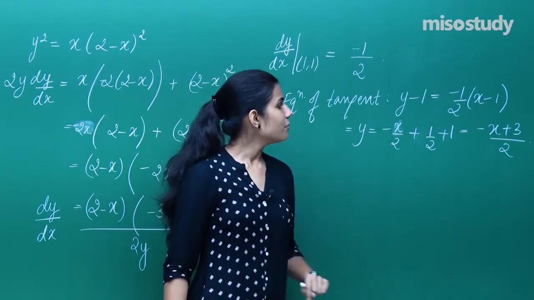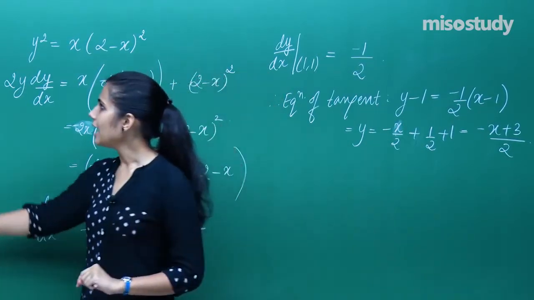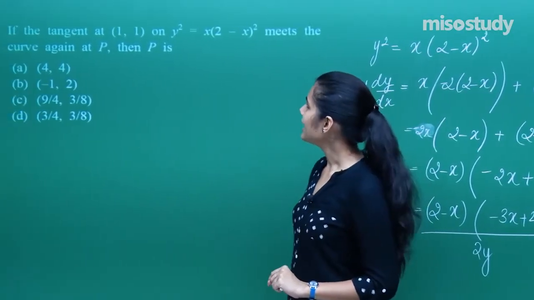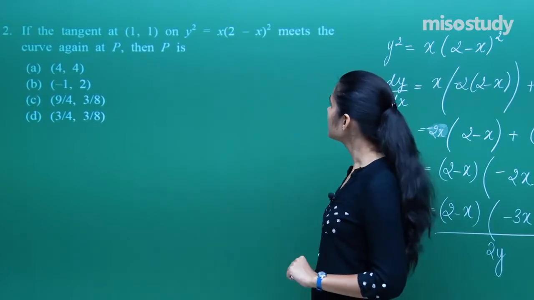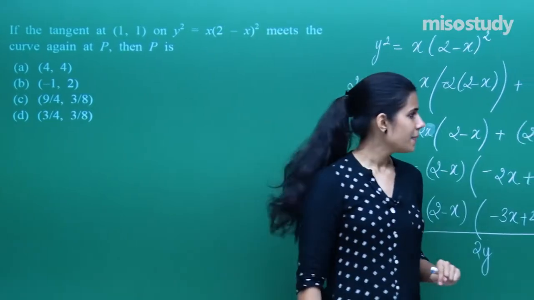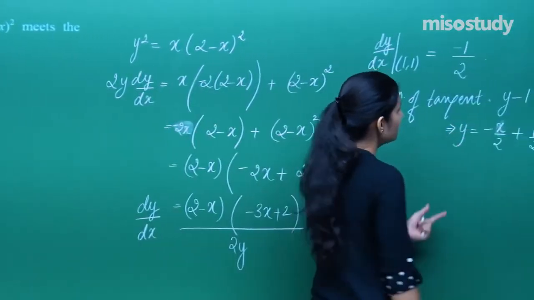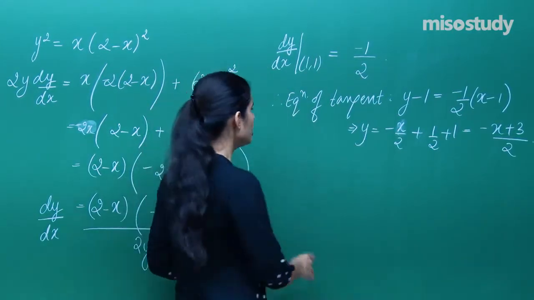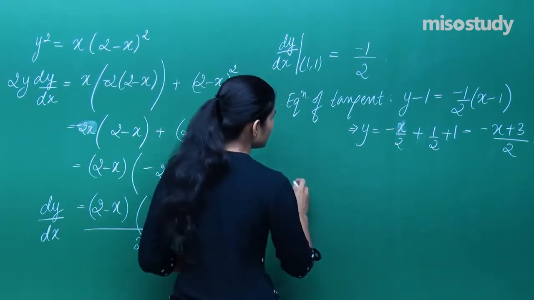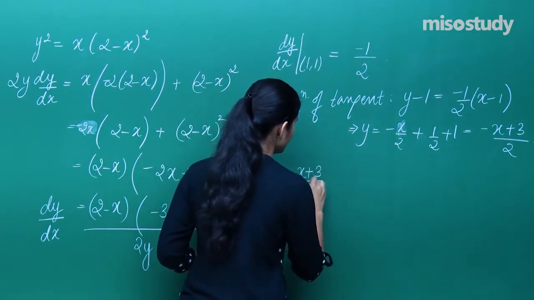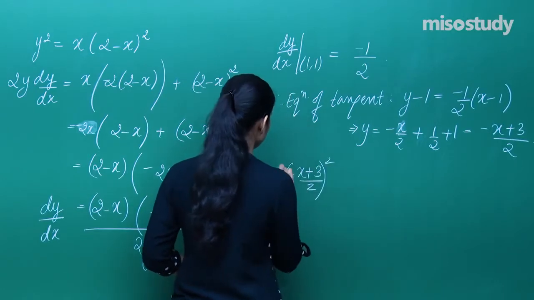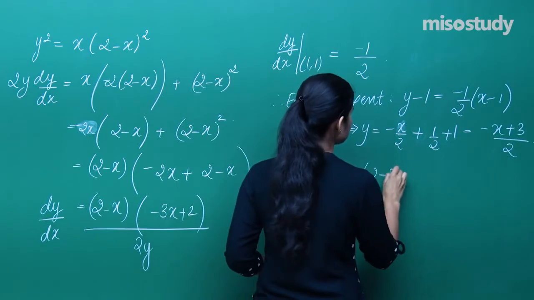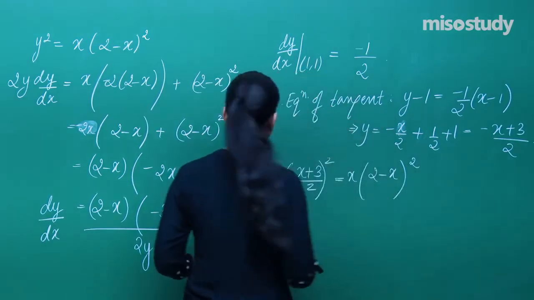Now y is equal to minus (x plus 3) whole upon 2, and I know it is going to satisfy the equation of this curve because the tangent is on this particular curve. It is meeting the curve at point P. That means y equals minus (x plus 3) by 2 is going to satisfy the equation of my curve. So I will be getting y square, which means minus (x plus 3) by 2 whole square, equals x into (2 minus x) whole square.